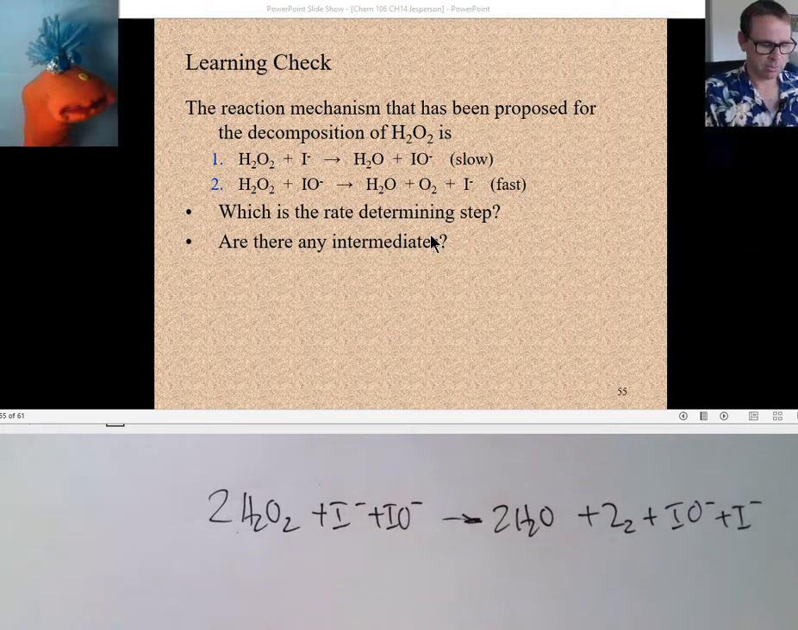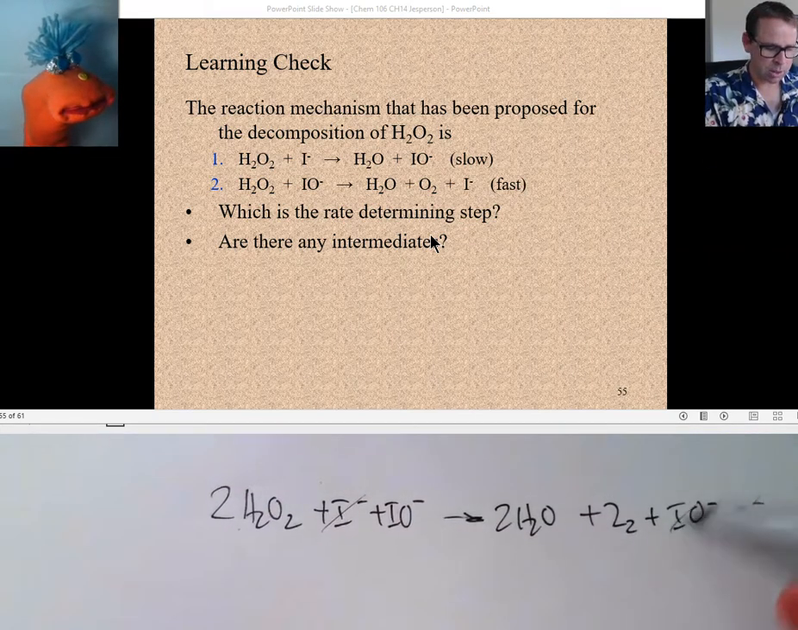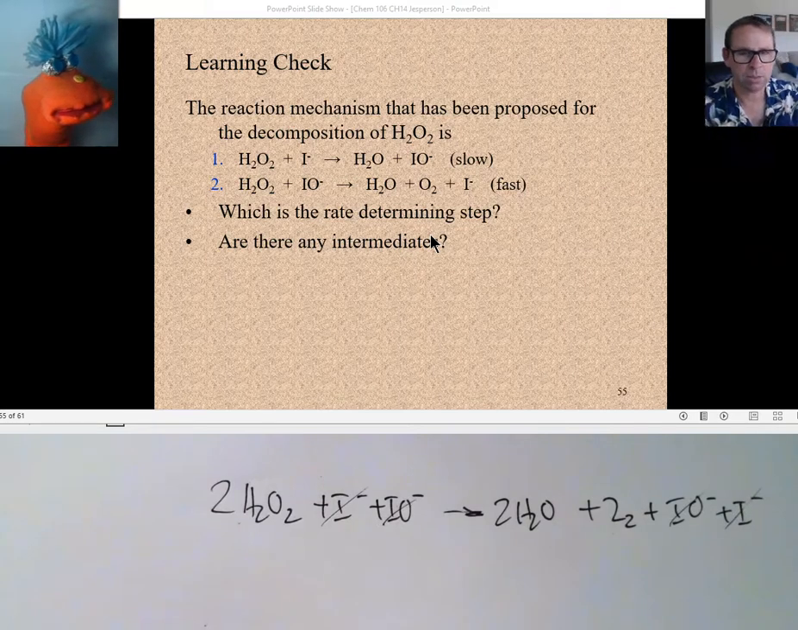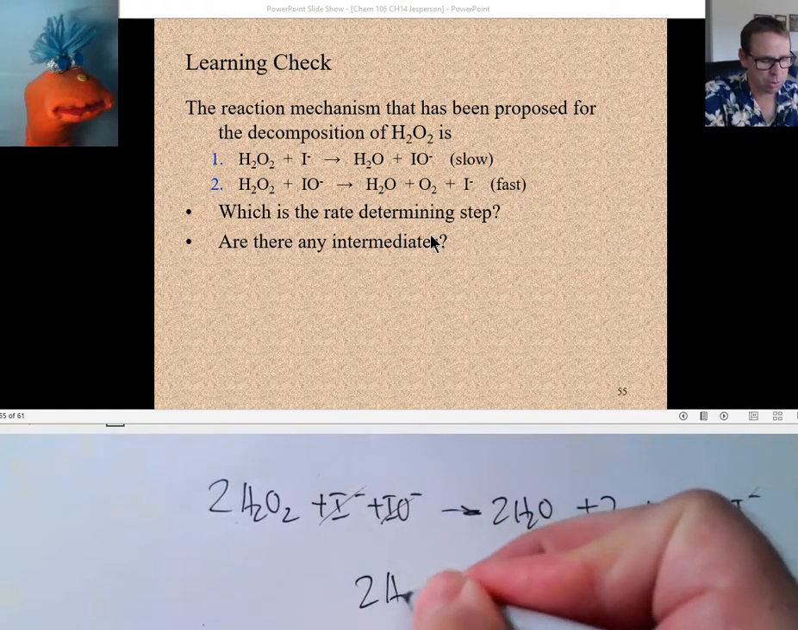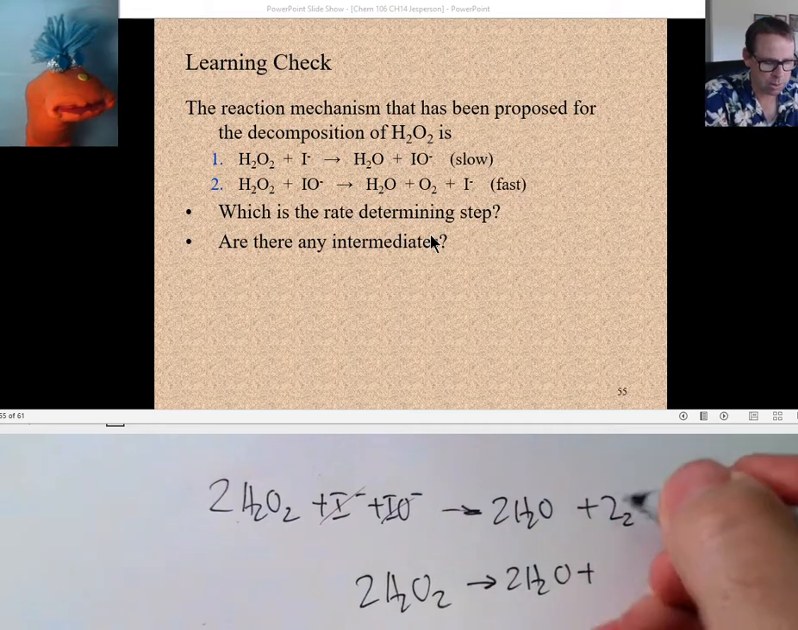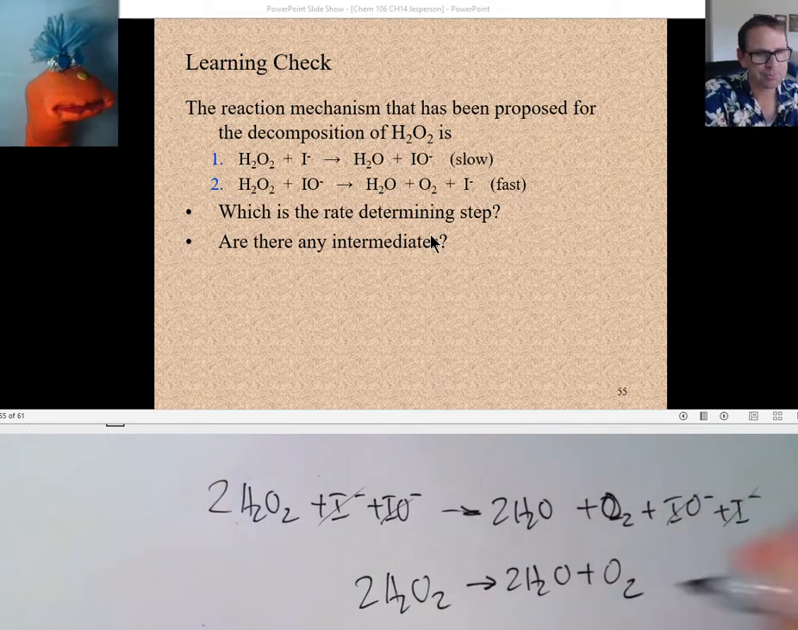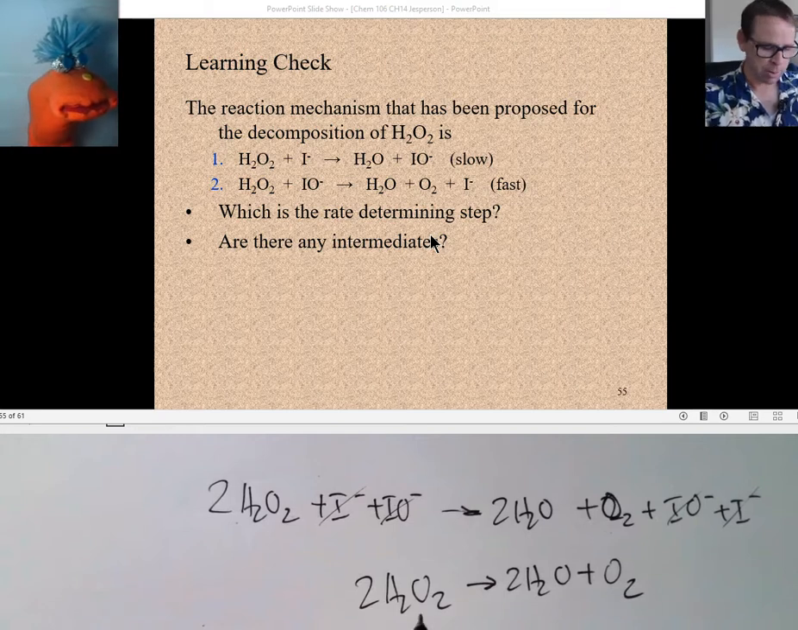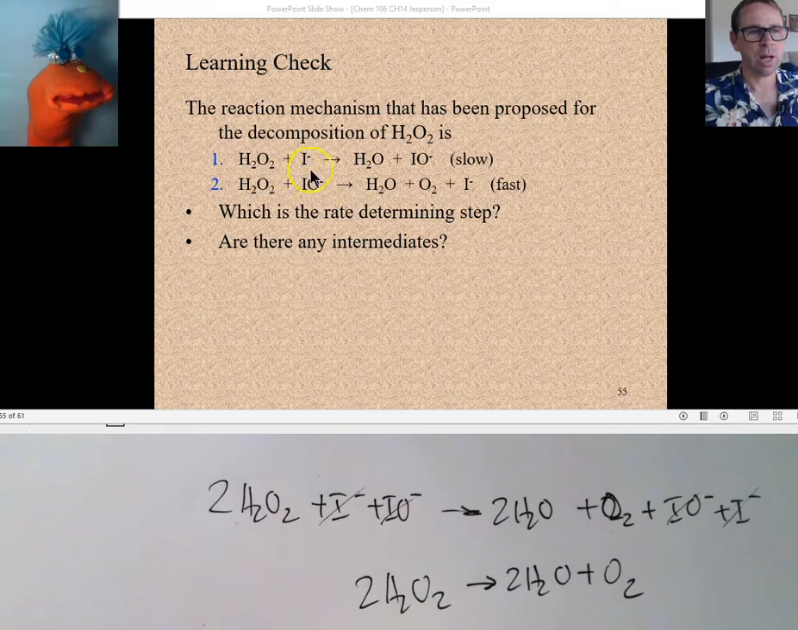Now, we would end up not including these in the reaction, because if it's the same on the reactants and the product side, no chemistry has occurred there. So all we have is 2 hydrogen peroxide going to 2 waters and, oops, this isn't 2, this is O2. So there's our chemical reaction that has occurred. But we see then that I minus and IO minus aren't in the reaction. I minus is added, but it ends up being there in the end.